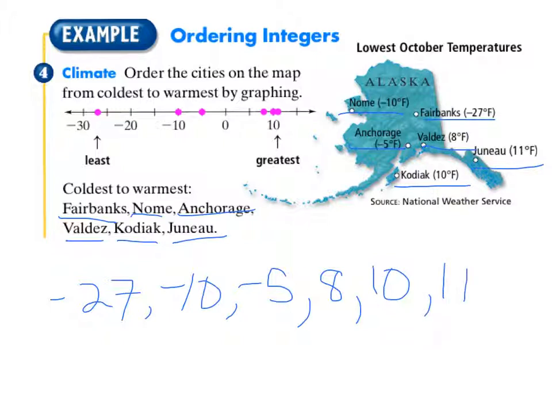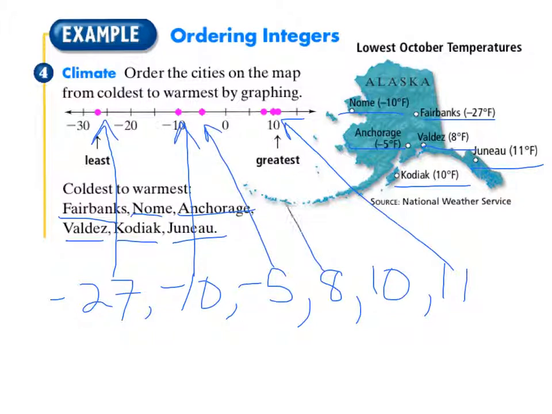So if we graph those, we can see negative 27 go the farthest to the left, and positive 11 is the farthest to the right, and all the other ones are in the middle. Negative 10, negative 5, positive 8, and positive 10. So that's an easy way to put these numbers in order, is to just graph them on the number line.